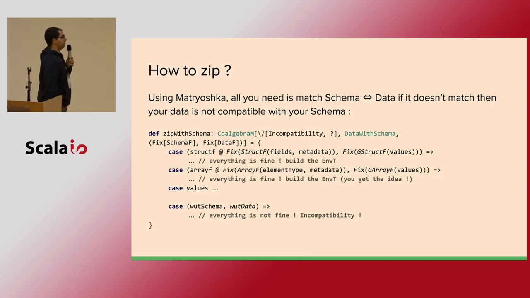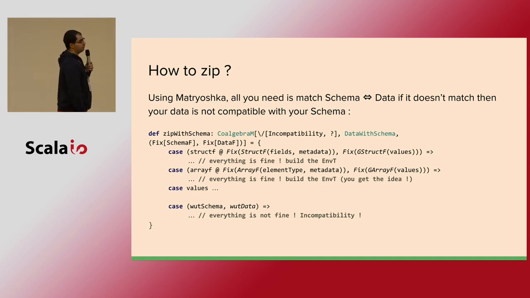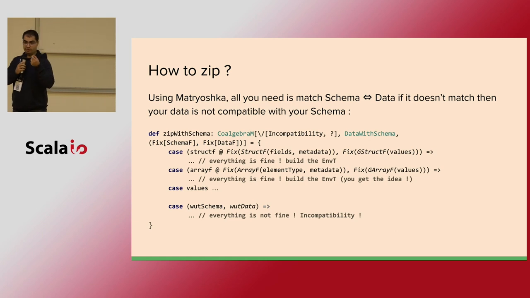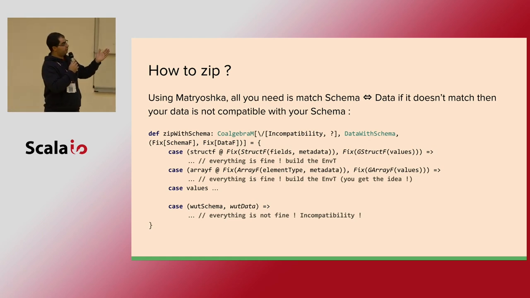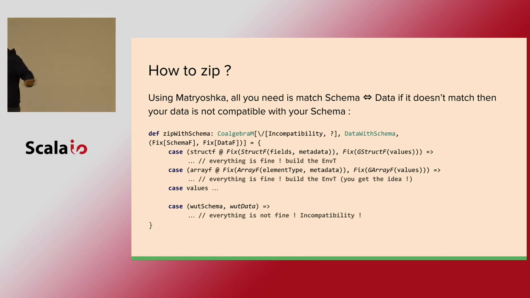So how to zip? Well, using Matryoshka, all you need is to match the data and the schema. It's not that bad. If you think about it, when you have a struct in the schema, you expect a struct in the data. When you have an array in the schema, you expect an array in the data. If you have a value, you expect a value. Anything else is an incompatibility between your schema and your data. This is pretty easy to define in terms of pattern matching. I have struct on the left-hand side, struct on the right-hand side. One is the schema, one is the data. Anything else is an incompatibility.